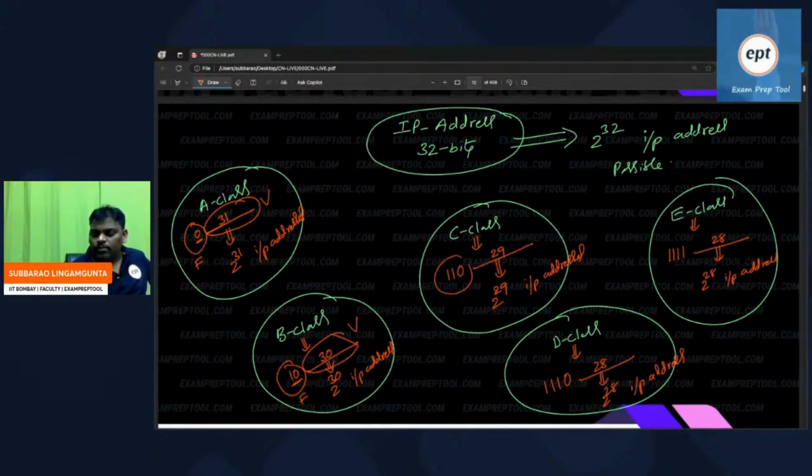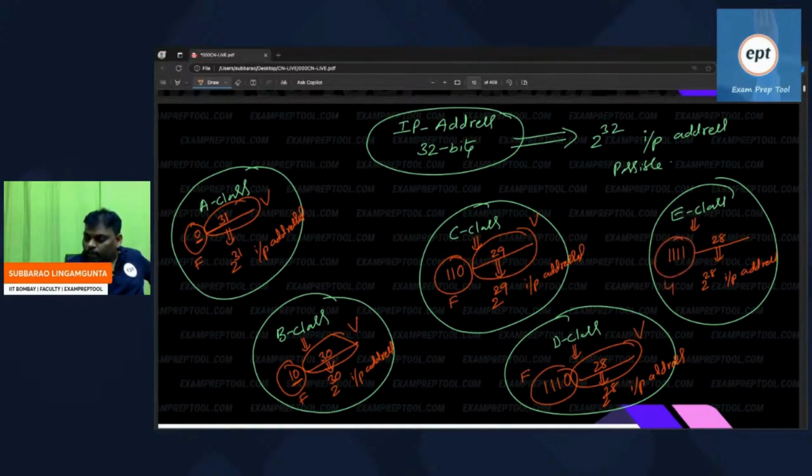Here is the fixed part. Fixed part means one way. But here 29 people can vary. Everywhere 2 choices, 29 times, so 2 power 29. Here 4 people are fixed and 28 people keep on varying. So 2 power 28 IP addresses.